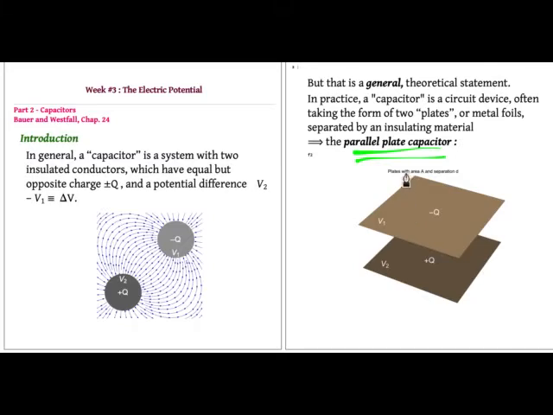Now you see the geometrical parameters of a parallel plate capacitor are the area, so that's A. They're two plates of equal area. They both have the area A. And the separation, distance D. So they're separated by some distance D, which is normally very small. So D is small compared to the square root of the areas.